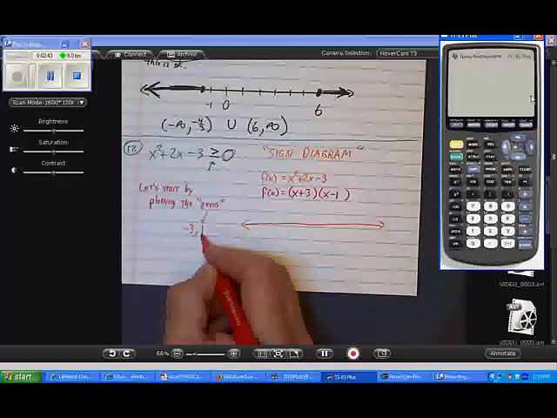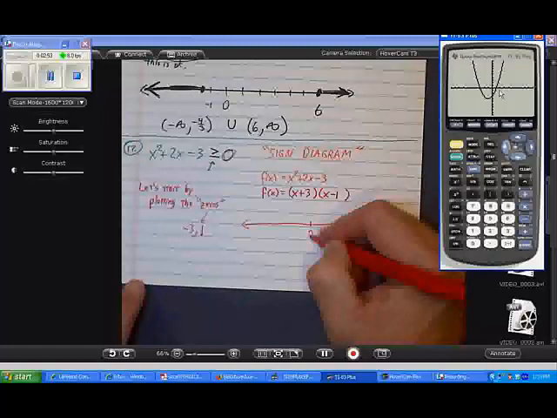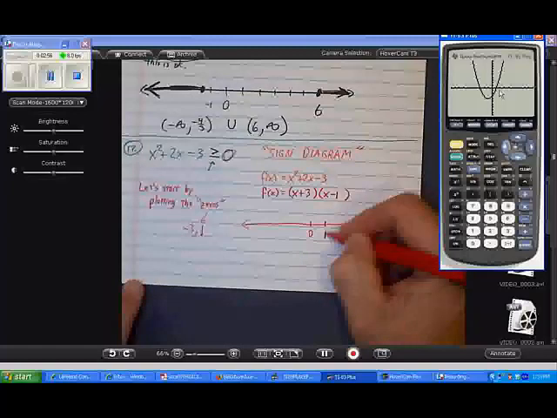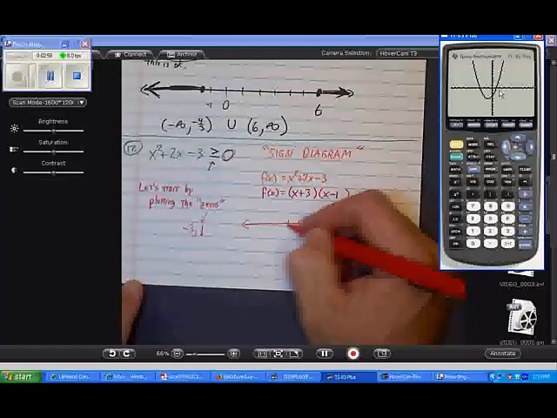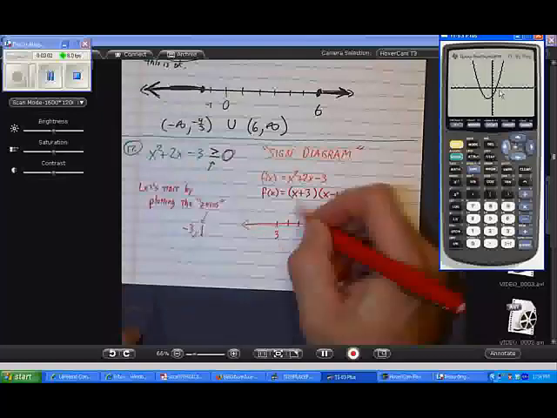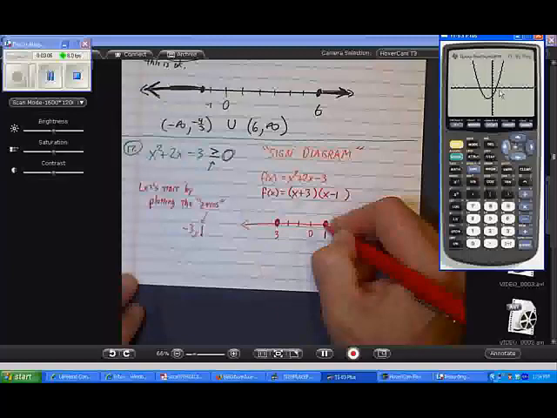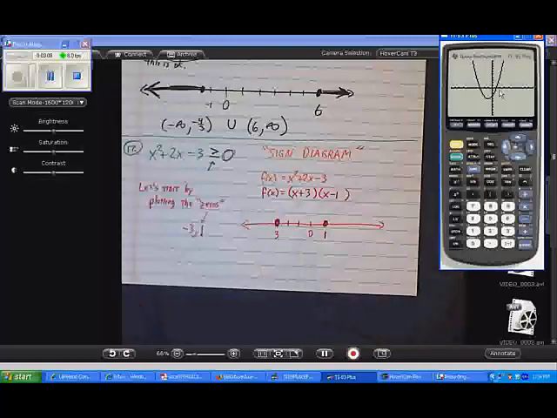And actually, we see that if I turn the calculator back on. You can see that at negative 3 we have a 0, and at positive 1 we have a 0. So that's kind of nice. Here's 0. Here's positive 1, and here's negative 3. And since you're allowed to equal 0, those are solutions. Okay? You guys with me?